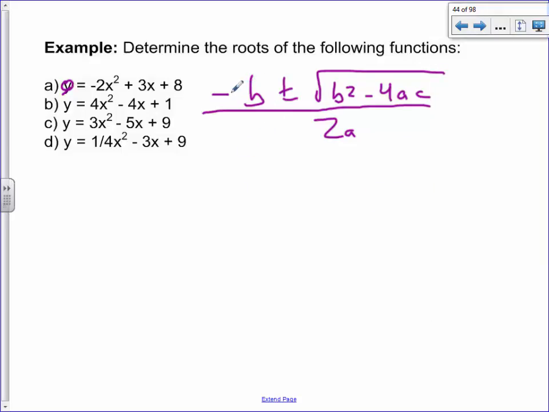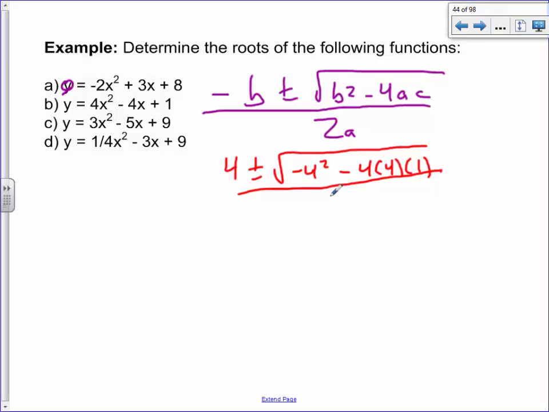So we need negative b. Now this one's a bit of a twist though. What is b's value? It's not 4, it's negative 4. So what happens when you have a negative? Negative 4, good. You're ahead of me. It's going to be plus 4. We need negative 4 squared minus 4. A in this case is actually also 4, but it's a positive 4. C is the 1. And 2 is, A is a 4 again.